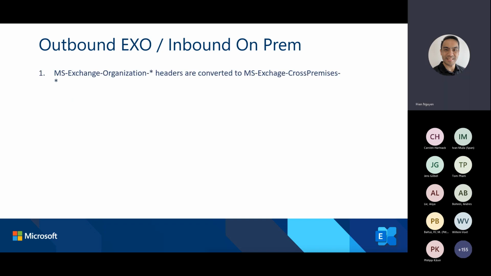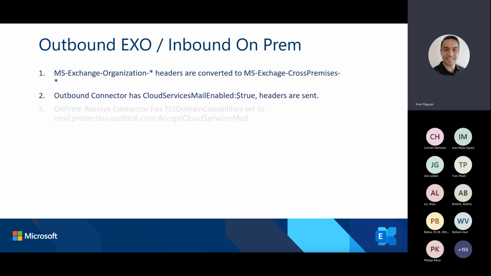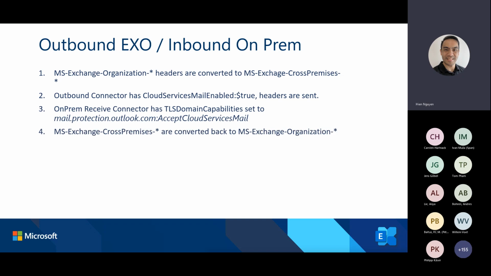So the process: the organization headers are converted to cross-premises headers and added. The outbound connector has CSME enabled to be true. Headers are sent. The on-prem receive connector has TLS domain capabilities set to that. The cross-premises headers are converted back to organization headers and replace the original ones.